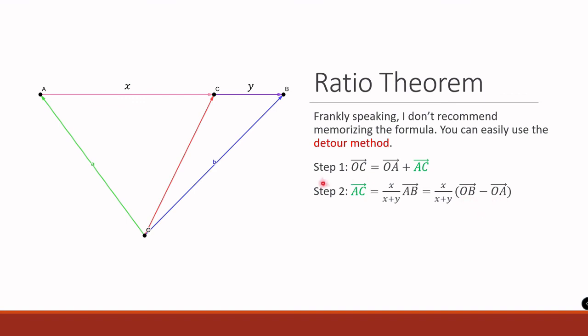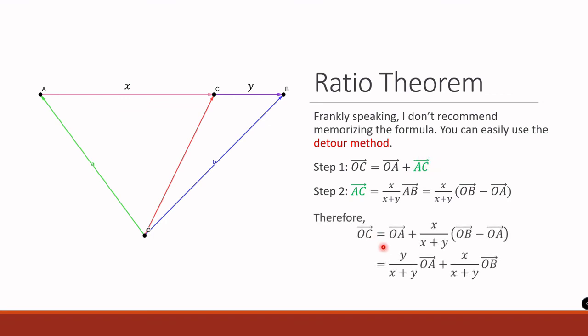So all I need to do now is to substitute this AC formula back here. So we will get something like this: OC equals OA plus this thing. And if you go on and simplify this expression, you will get the ratio theorem. So to me it is not too bad. This proving is pretty straightforward. You might just need to spend 1 or 2 extra steps to get this final answer over here. But I prefer this because you won't have to memorize, and you won't worry whether you memorized the correct formula or not. So that's for the ratio theorem.